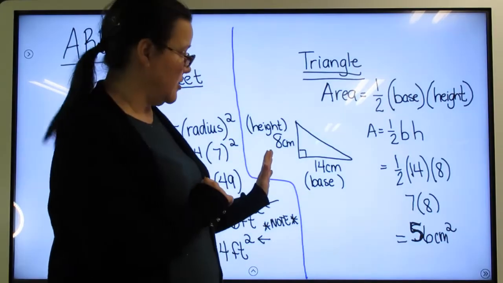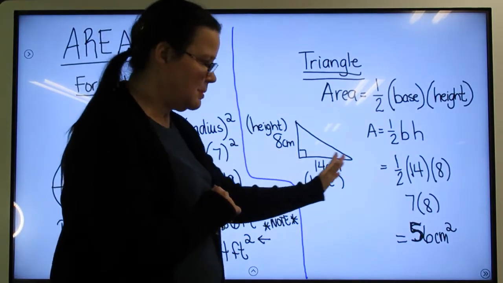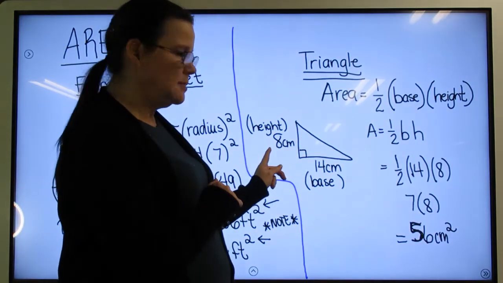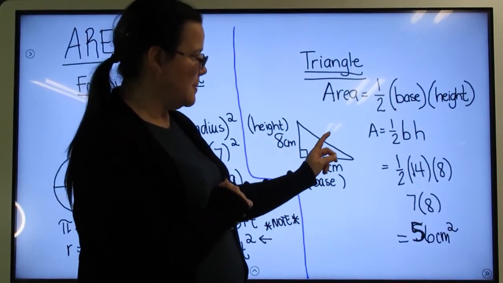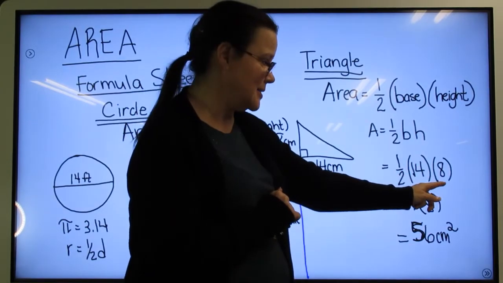This is my triangle. This would be my height. It goes from top to bottom. And this would be my base. It's the bottom of that triangle. I have 8 centimeters and 14 centimeters. I'm going to do half times 14 times 8.